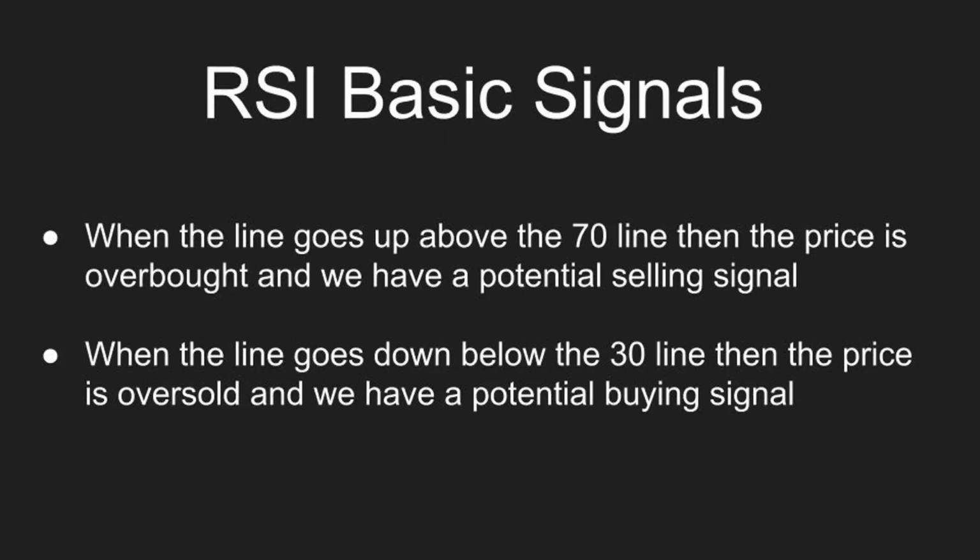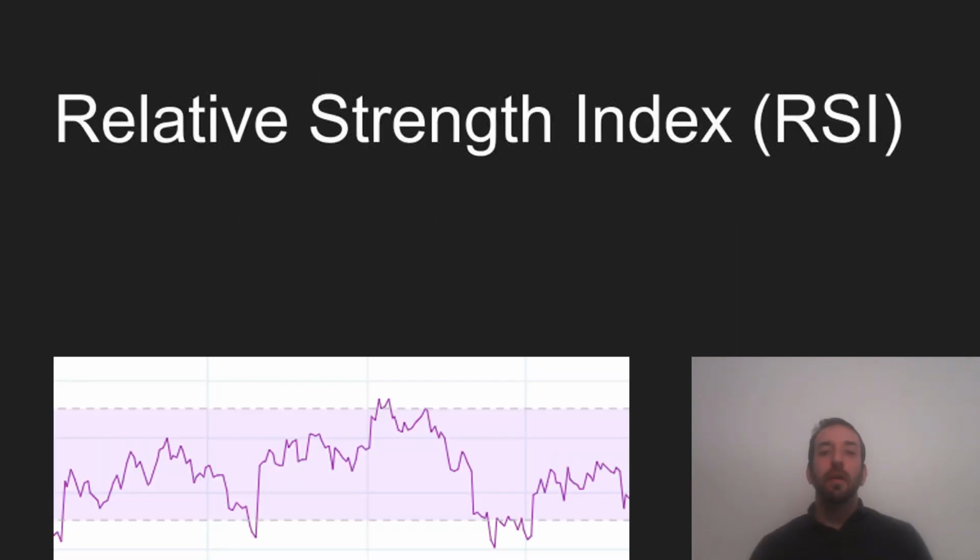Here are the basic principles of how to trade RSI. Basically, if the line goes up above the 70 line, it means that the price is overbought. This is a zone where you should be looking to sell. And if it goes below 30, we are in an oversold region. This is where you look for buying opportunities. Now we will learn two very useful strategies you can use with the RSI indicator.